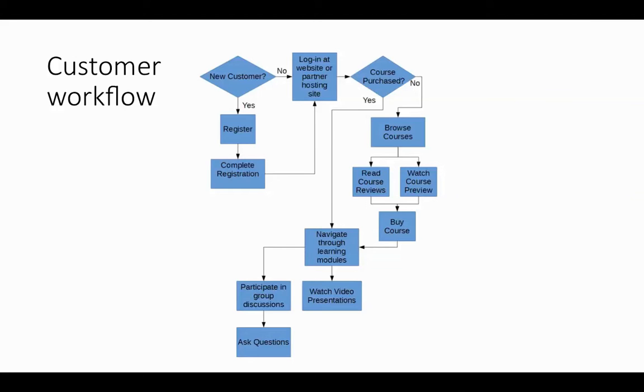So a user would go through, browse through courses, read course reviews, or watch course previews. So it's very similar to movie trailers, to see if the course that they're looking at is something that they would be interested in purchasing. And then once they decide to purchase, the platform deals with all the payment processing, and then the user has access to the course, and they can go ahead and start consuming.